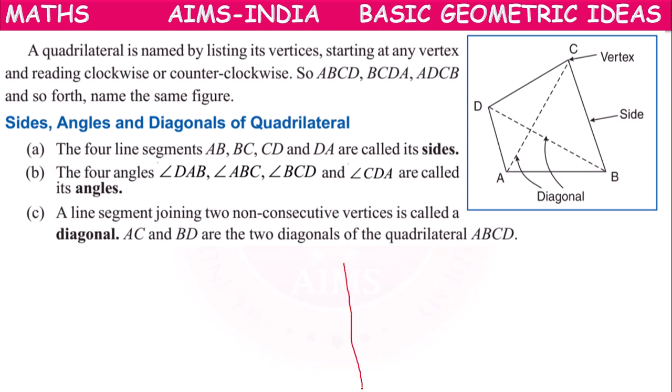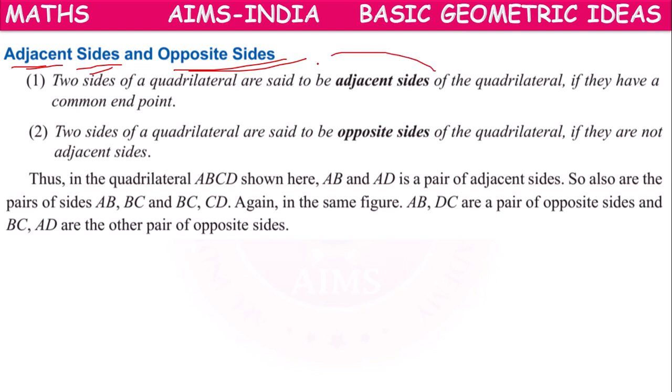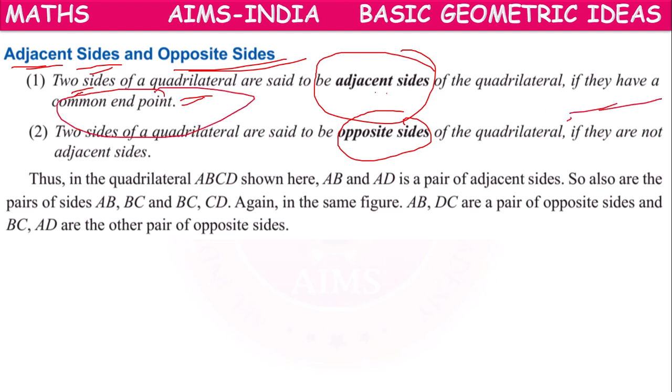Or if you take BC and DA, these two lines also, they don't have any common endpoint. So these two are not adjacent. These two are considered to be opposite sides. So in quadrilateral, we have adjacent sides and opposite sides. Adjacent sides means two sides of quadrilateral are said to be adjacent if they have a common endpoint. Two sides of quadrilateral are said to be opposite sides if they are not adjacent or if they don't have common endpoints.